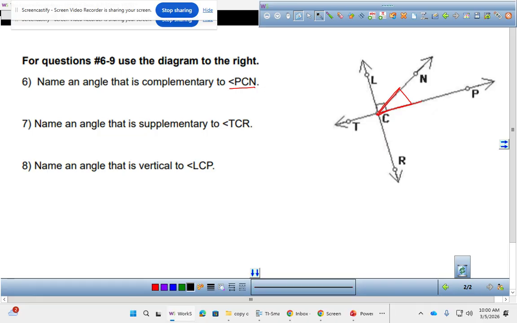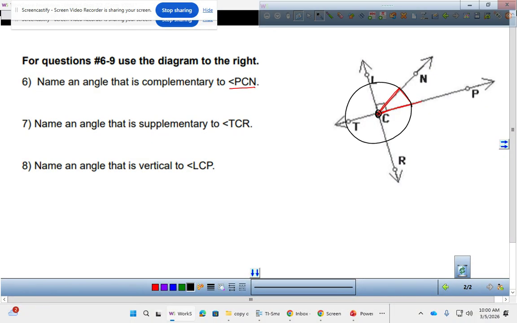Think about this picture as like one big pizza. So we've got this red slice. And then I want to find something complementary to that red slice. Complementary means that it makes a 90-degree angle. And 90-degree angle means that you need to have this box. So my complementary angle would be this one, because together red plus blue make up that 90-degree angle box.